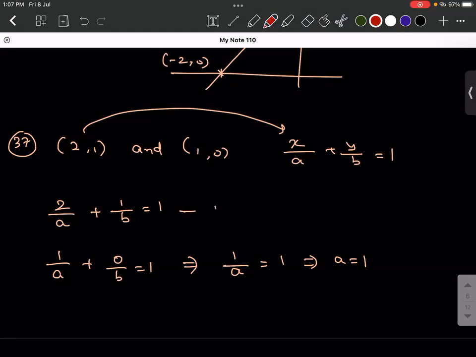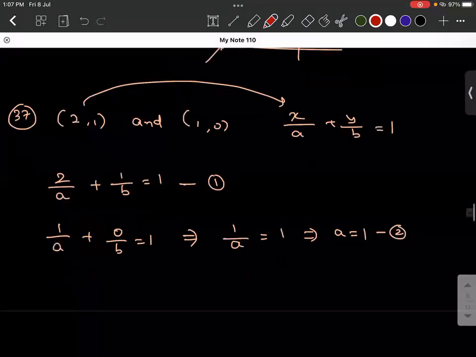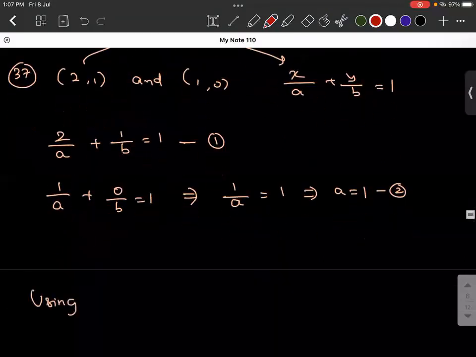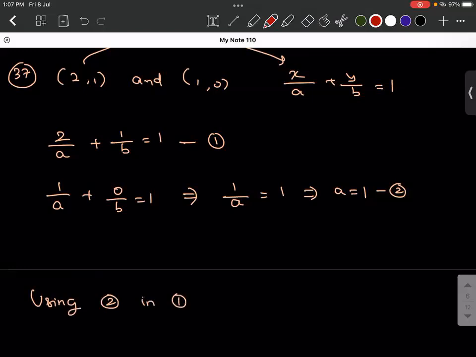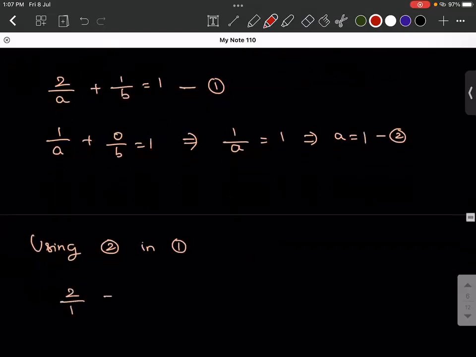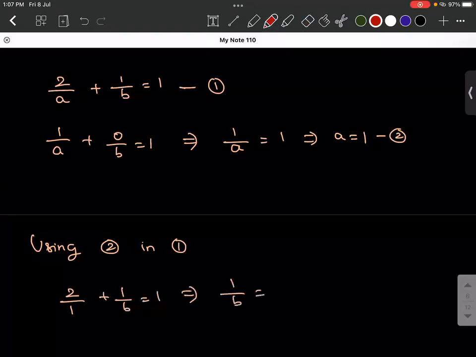Okay. So let this be first equation, let this be second equation. So using 2 in 1, what do we get? 2 by 1 is equal to 2, plus 1 by b is equal to 1, which implies 1 by b is minus 1. So how much is b? Minus 1. So what is a? A is 1, b is minus 1. So option A is the right answer.